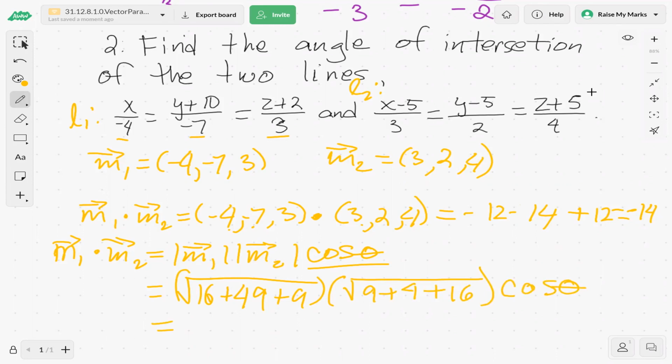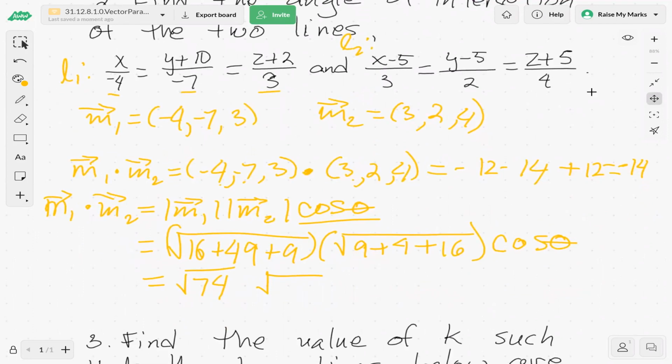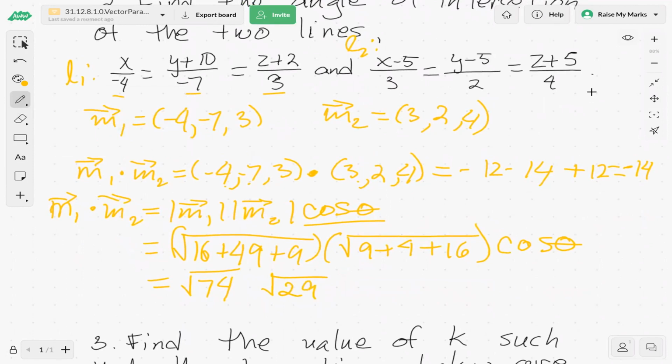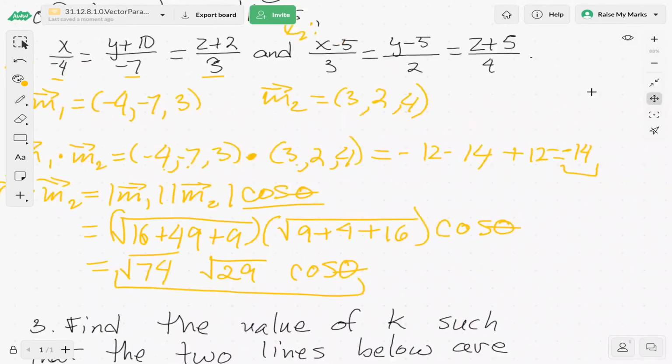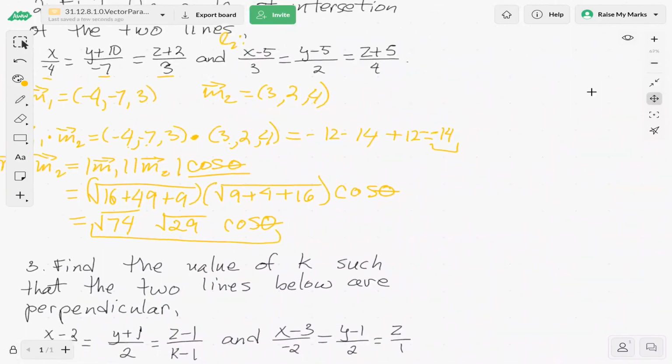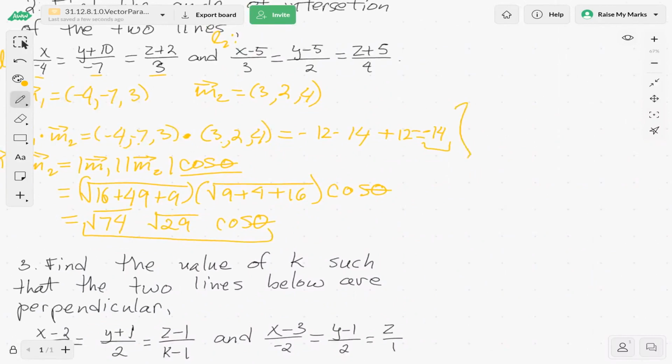Your calculator, so 16 plus 49 plus 9, square root of that actually. It's actually square root of 74. Let's leave it at that. And then, let's see, 9 plus 4 plus 16, that's 29. All right. So those two values are equal. So let's zoom out and let's put all this information together.